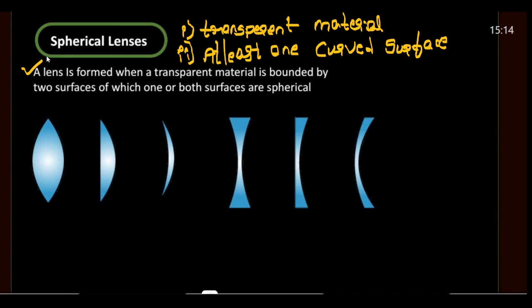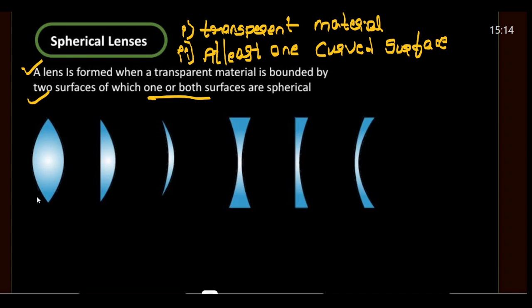So that is why we have defined a lens like this. A lens is formed when a transparent material is bounded by two surfaces, of which one or both are curved. Either we can have two curved surfaces or at least one. One curved surface is mandatory in a lens. So on that basis, we have different types of lenses present in the market. From that, here we are going to discuss a few lenses.